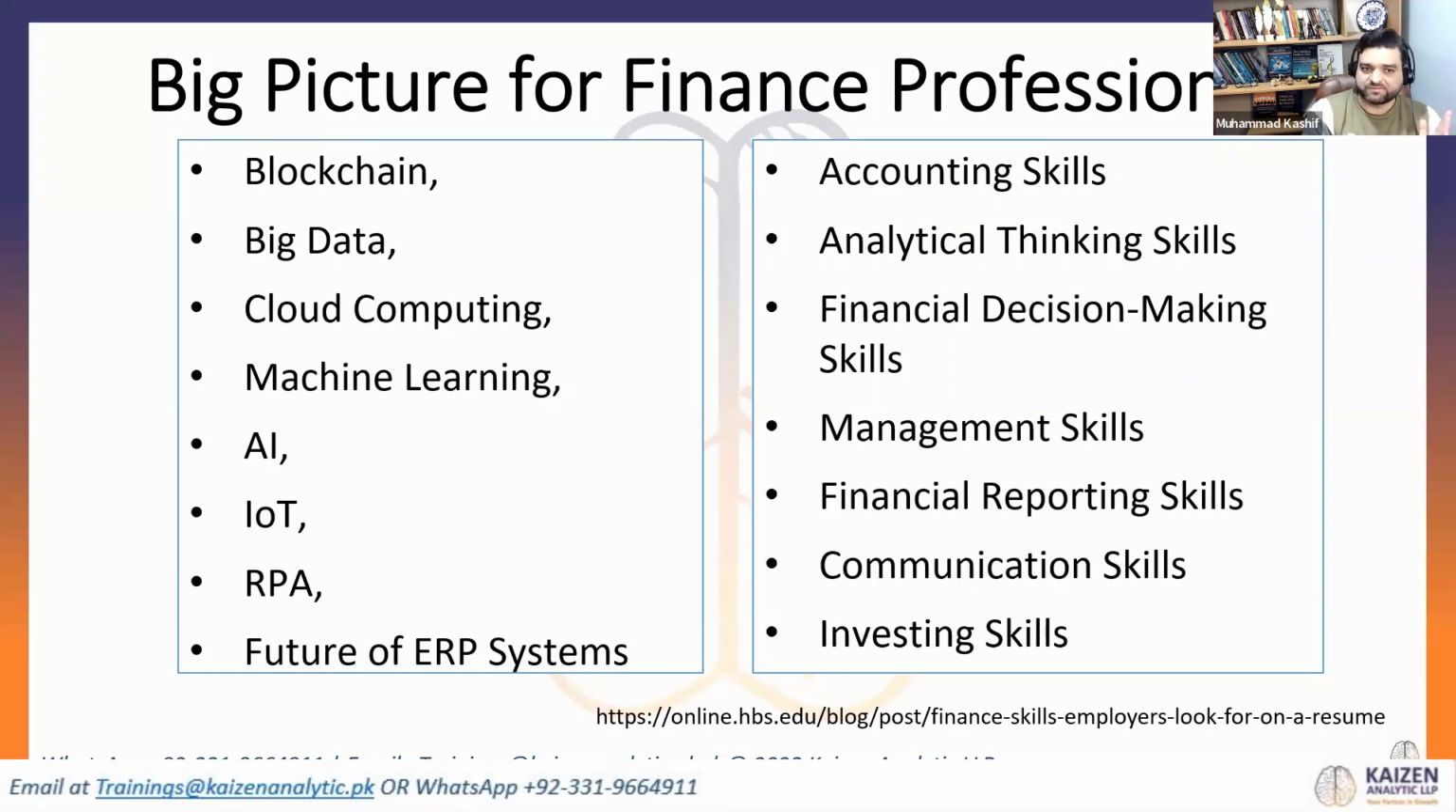On the left side, which I've explained: cloud computing, machine learning, AI, IoT, RPA. You also need certain other skills. I've just taken it from the Harvard Business School Online blog. The link of the blog is given over here. So you need communication skills, investing skills, reporting skills. You need those skills also in order to enhance. So you need to save time for those, right?